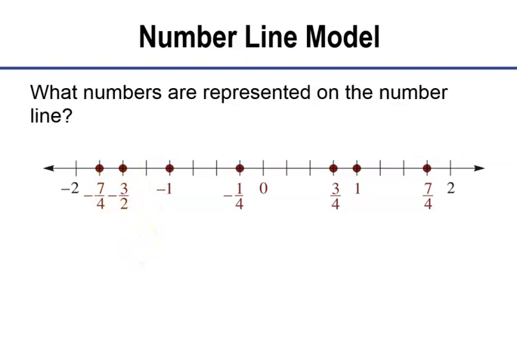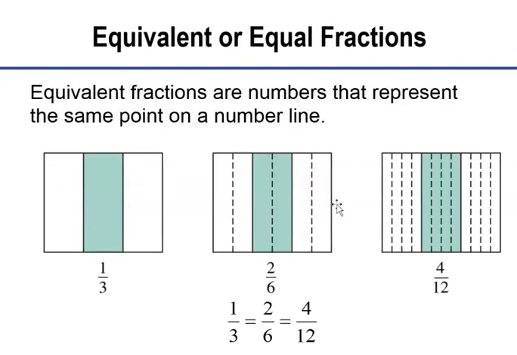I want you to notice something else. We have improper fractions. Right here's an improper fraction, here's an improper fraction, and 7/4 is an improper fraction. Why? Because those values are 1 or larger. Whereas negative 1/4 and 3/4 are proper fractions. Now let's go back to our models.